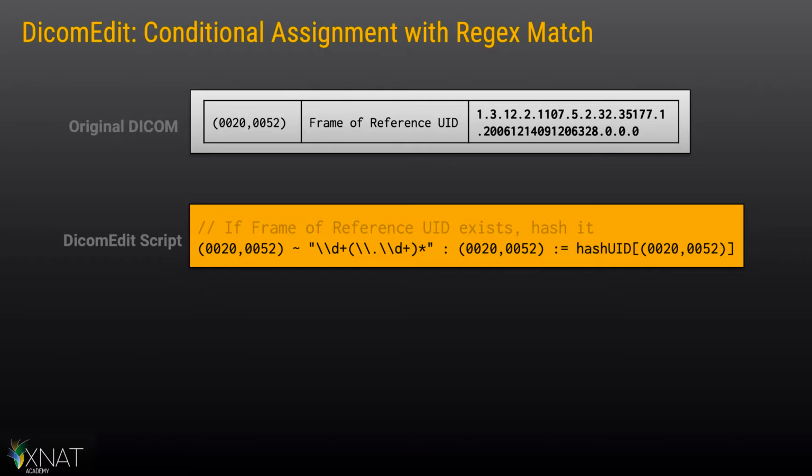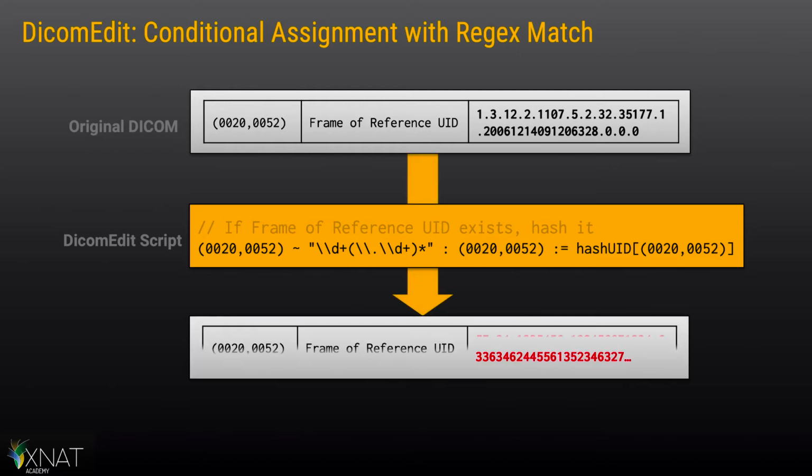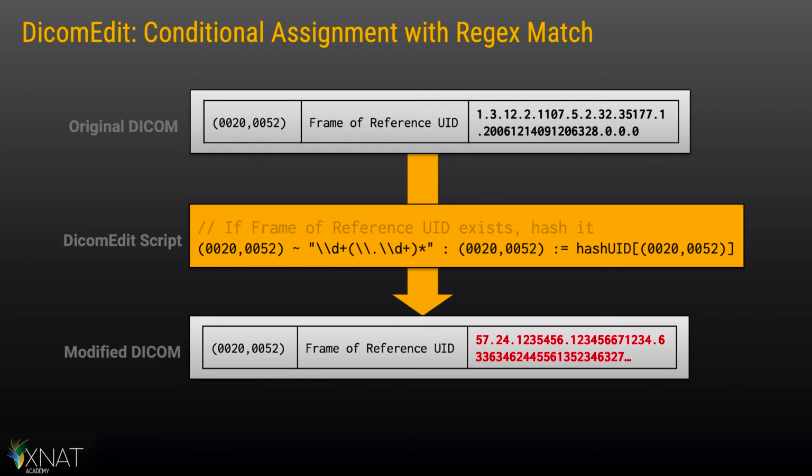You can also do a conditional assignment, which is based on some kind of check. So in this case, we're using a regex pattern to say, does this tag have something that looks like a UID in it? Some combination of numbers and decimal points. And if so, let's go ahead and hash that ID. So if it finds the tag, it's going to go ahead and hash it.